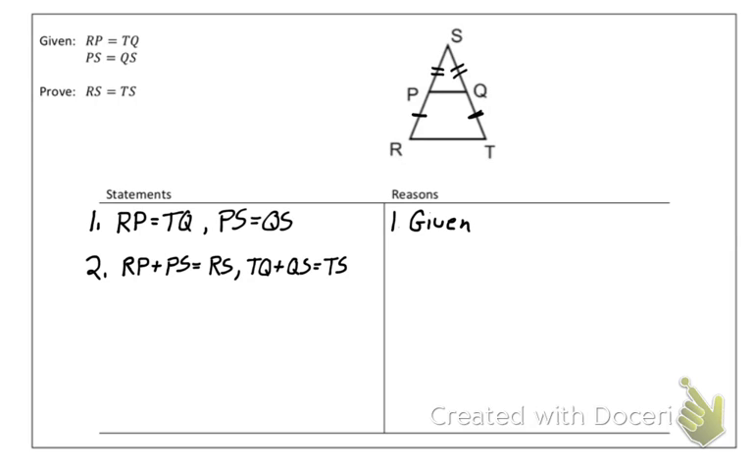Grace, do you have our next step? Yeah, you can use substitution and do RP plus PS equals TQ plus QS, because, well, that's not really substituting. No, it's substituting. Well, it's not. It's really addition. Let's go through that. So I forgot to do my second step. So I have segment addition. Flip those two.